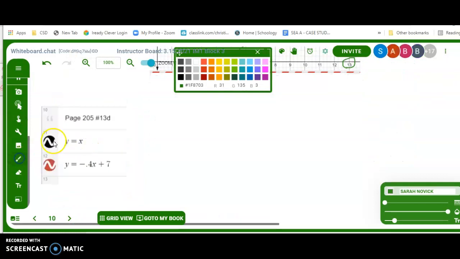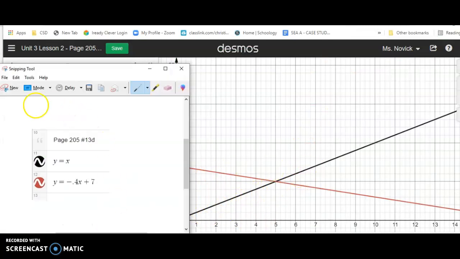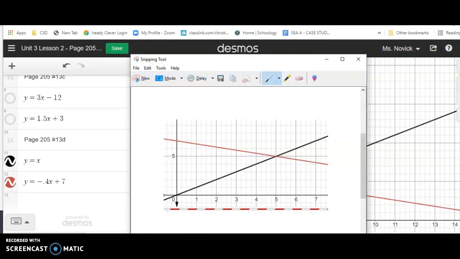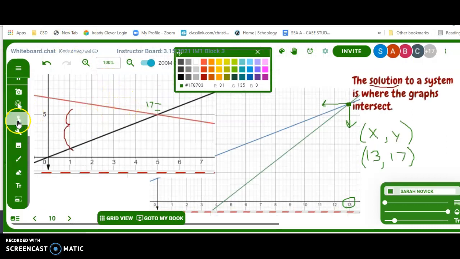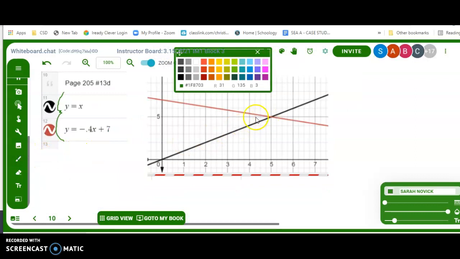So we have the equation y equals x and the equation y equals -0.4x plus 7. Let's take a look at their graphs. You see that one graph is increasing and one graph is decreasing. Okay, so here we go. You notice that they intersect, they cross right here. Do you see that? All we have to do is identify the intersection point, where they cross.